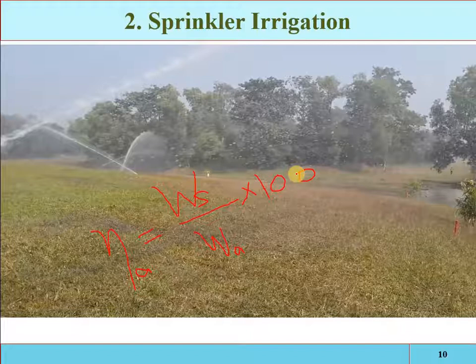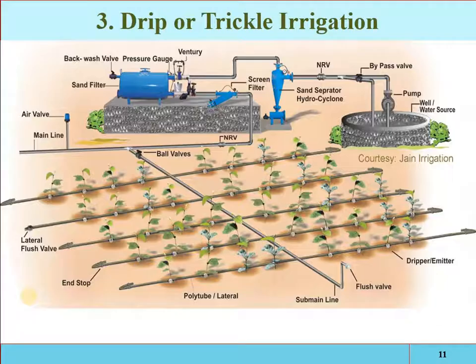So for the surface irrigation system, this efficiency is hardly 30 to 35%, and for the sprinkler irrigation, this efficiency is up to 80%. That is how much water you are putting into the system, that water is properly stored in the root zone. But again this efficiency is affected by the wind speed: 5% of the efficiency is reduced for each 7.5 km per hour of wind speed. So this was all about the sprinkler irrigation.